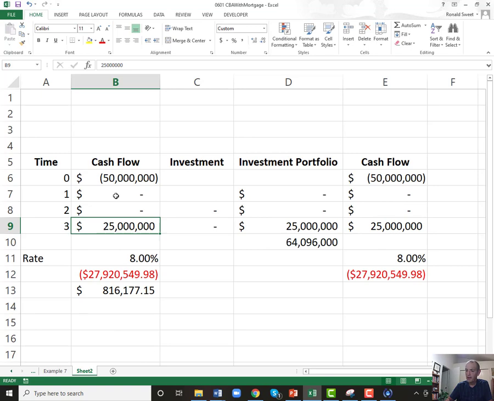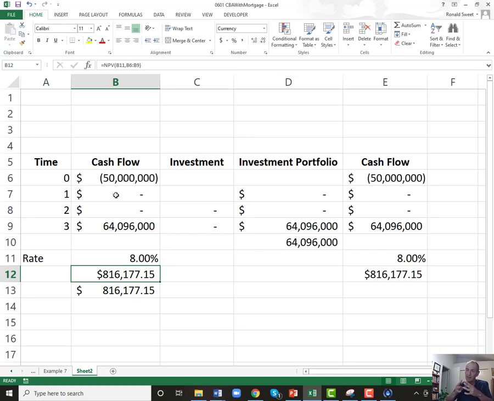At the very end, what do they have? They have 64,096,123. What is that? Net present value. It's exactly the same thing. And I forced them to change their project to reflect the fact that if you're going to put investment income in there, you've got to put those investment cash flows in there. That's the true cash flow. And you get the exact same answer.